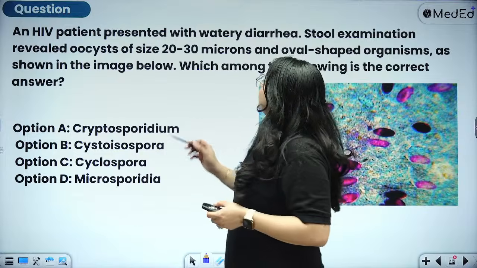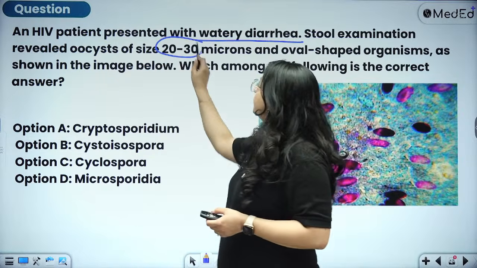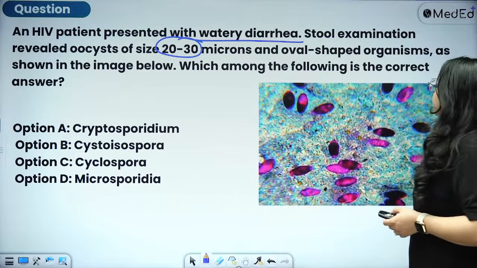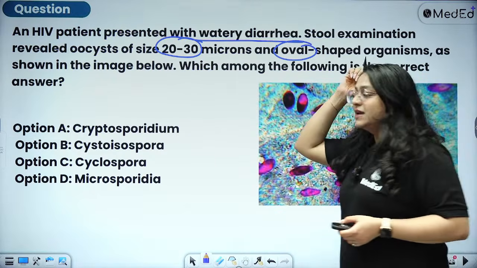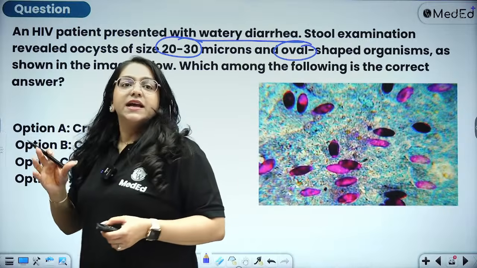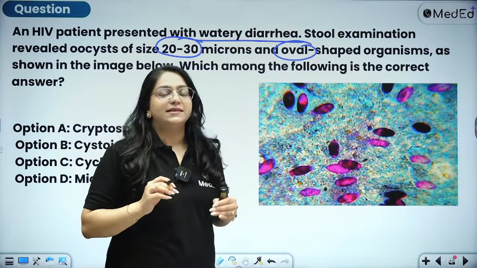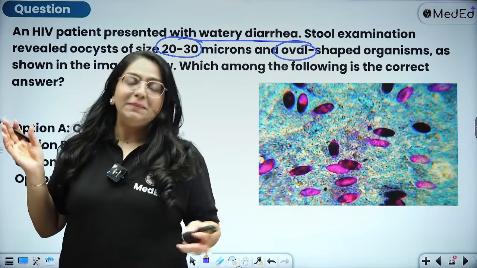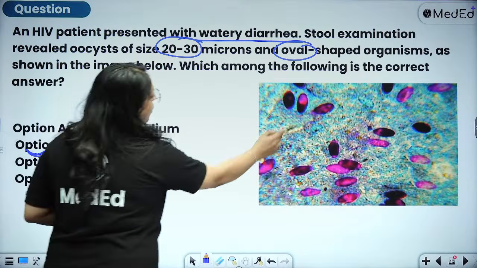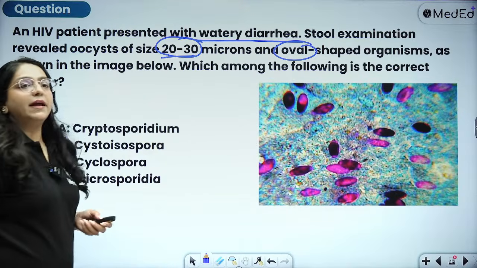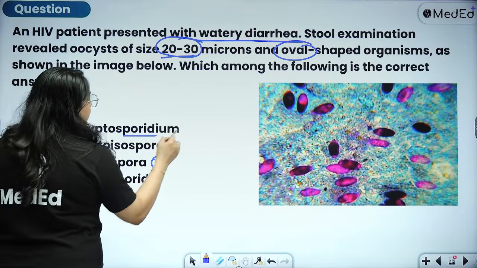An HIV patient presented with watery diarrhea, stool examination revealed oocysts of the size 20 to 30 microns and oval shaped organisms shown in the image below. I don't think there is any student left in this country who does not know anymore how to differentiate between the Coccidian parasites. The whole world has repeatedly been talking about it. Cystoisospora is the long oval one with the 20 to 30 micrometer size. We know that Cyclospora is round and Cryptosporidium is also round.